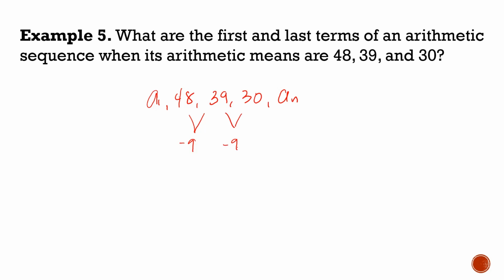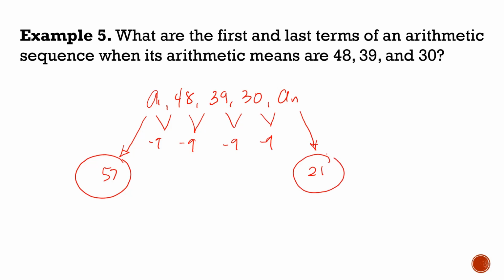That means for A1, we just need to add 9 to 48. That will give us A1, which is equal to 57. We add 9 because it's going to the left side and the sequence is decreasing. Now, if we need to find AN, we will subtract 9, it's still -9, right? Subtract 9 from 30, that will give us 21. Okay, so those are the first and the last terms of this sequence.